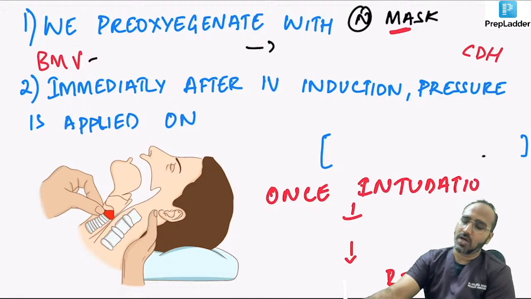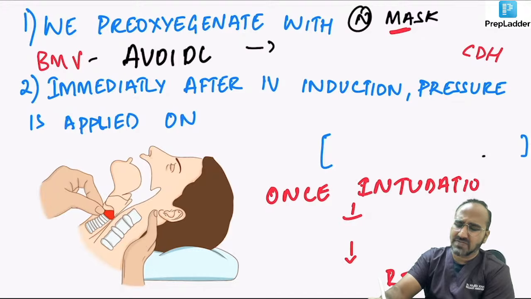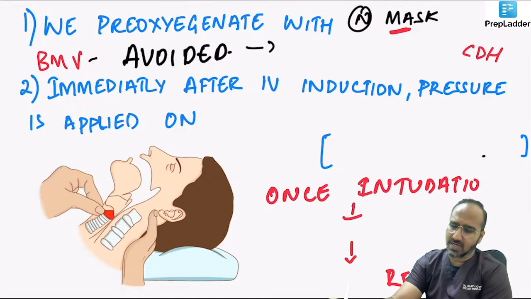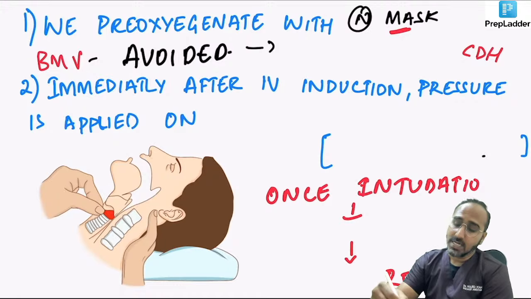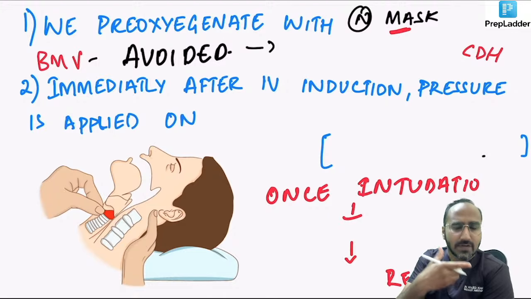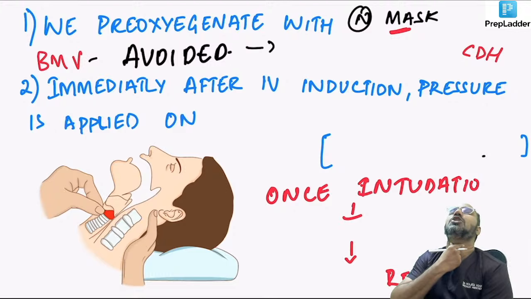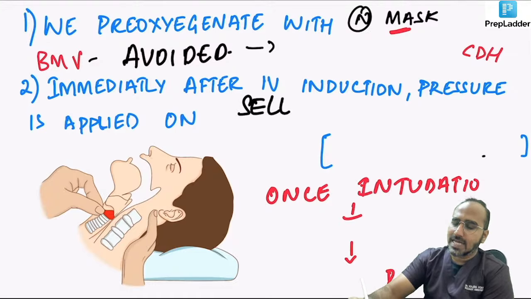We pre-oxygenate with normal mask. What is being prevented, guys? Bag mask is avoided over here. Bag mask ventilation is not only avoided in an RSI patient, it is also avoided if the patient is having congenital diaphragmatic hernia. Why? Because the gases can go into the stomach and the intestine too. Anyways, next, after pre-oxygenation, you immediately give IV induction. Immediately after giving IV induction, before giving muscle relaxant, you tell your assistant to put pressure on the cricoid cartilage so that the esophagus is closed. What is that pressure called? That pressure is called Sellick's maneuver, or it is also called cricoid pressure.